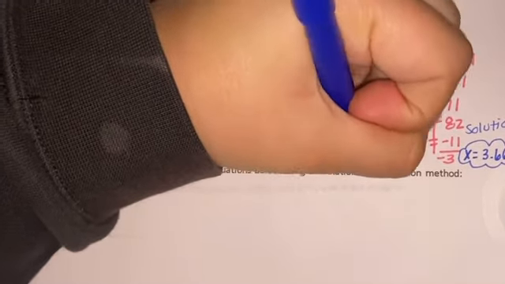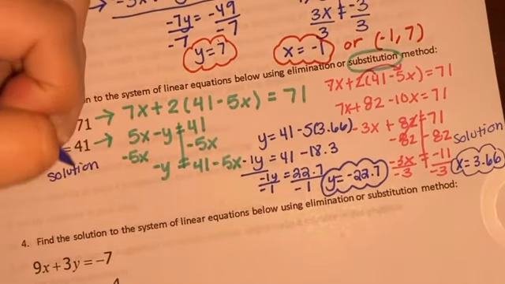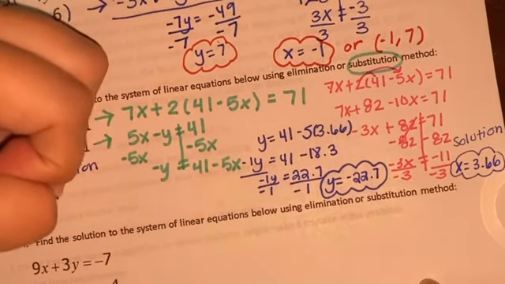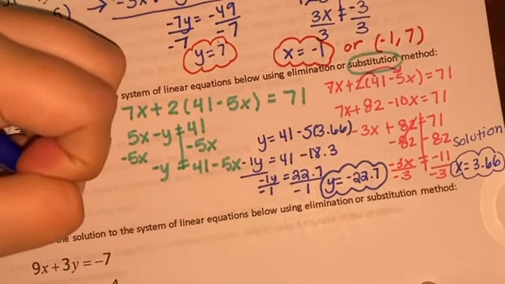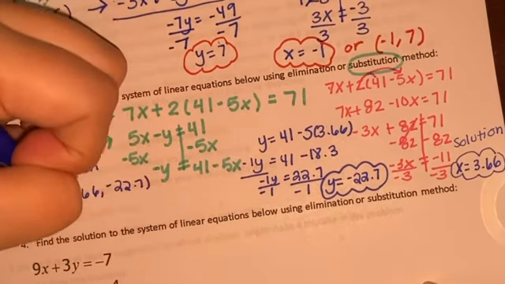That's our y. So both our solutions are right here. So to complete it, our solution, if you want to write it like this, x and y, or you can put it together, 3.66, negative 22.7, like that.